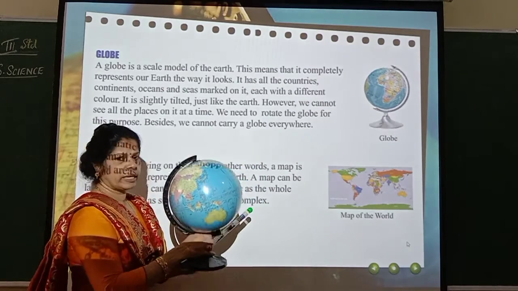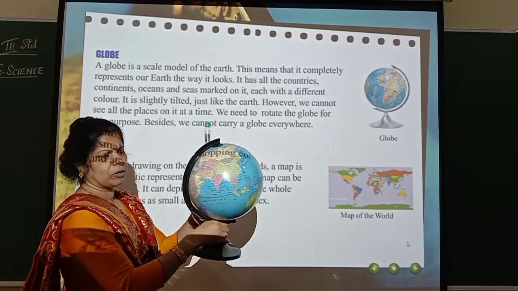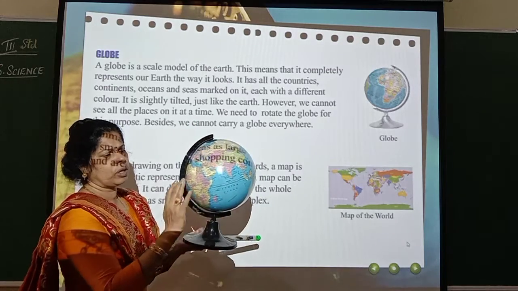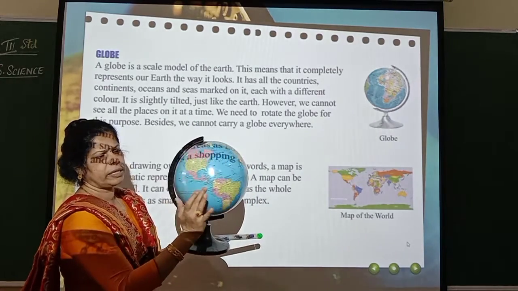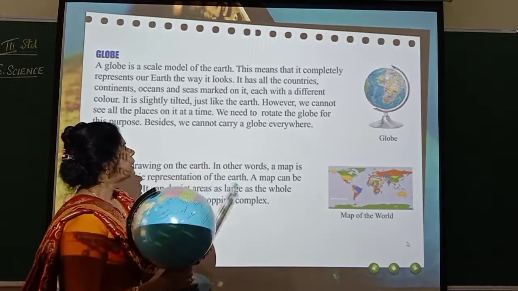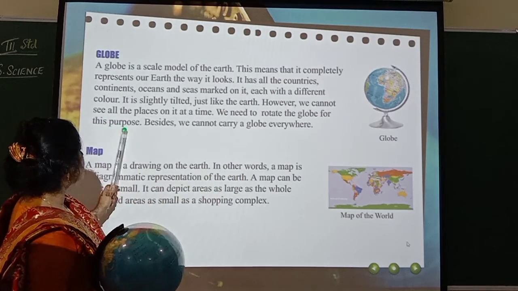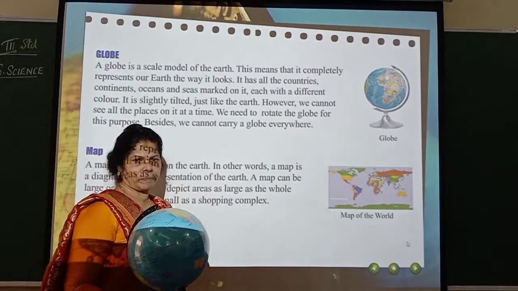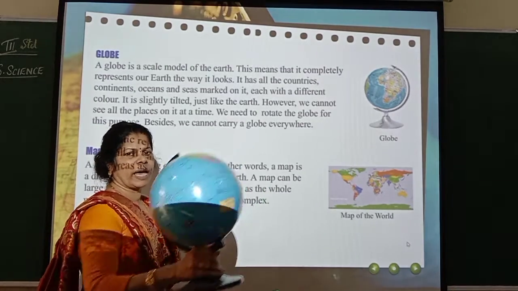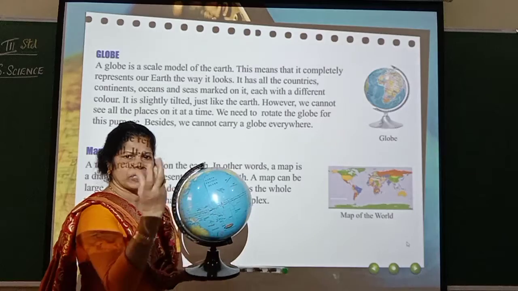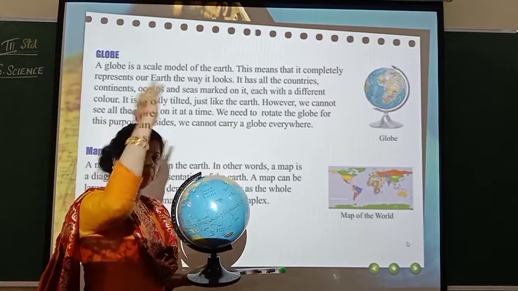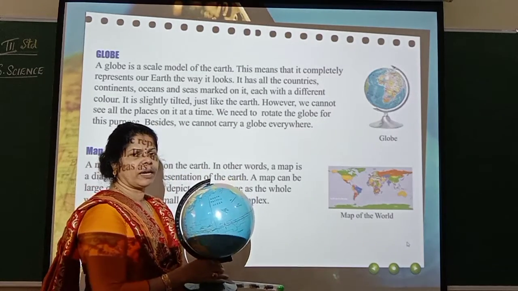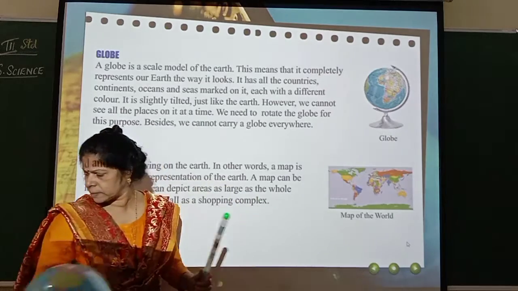Understood? So, at a time we cannot see all the countries. We will have to rotate the globe, only then you can see all the countries. See? Did you understand? Besides, we cannot carry a globe everywhere. Wherever you are going, you cannot go on carrying this. There are small globes which you can carry easily. But there are big globes also. They cannot be carried in all places.